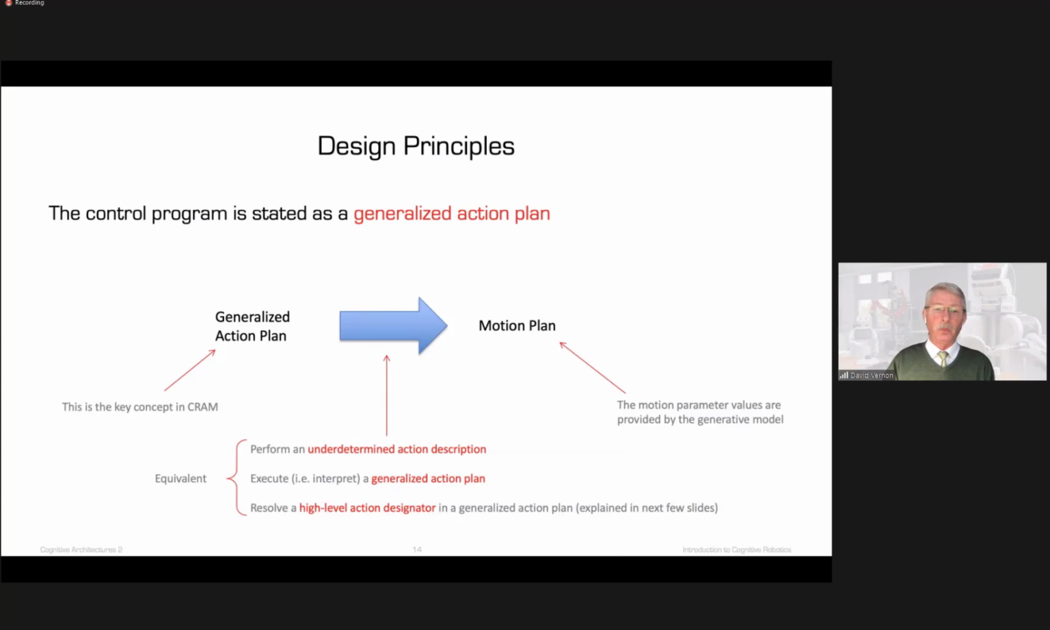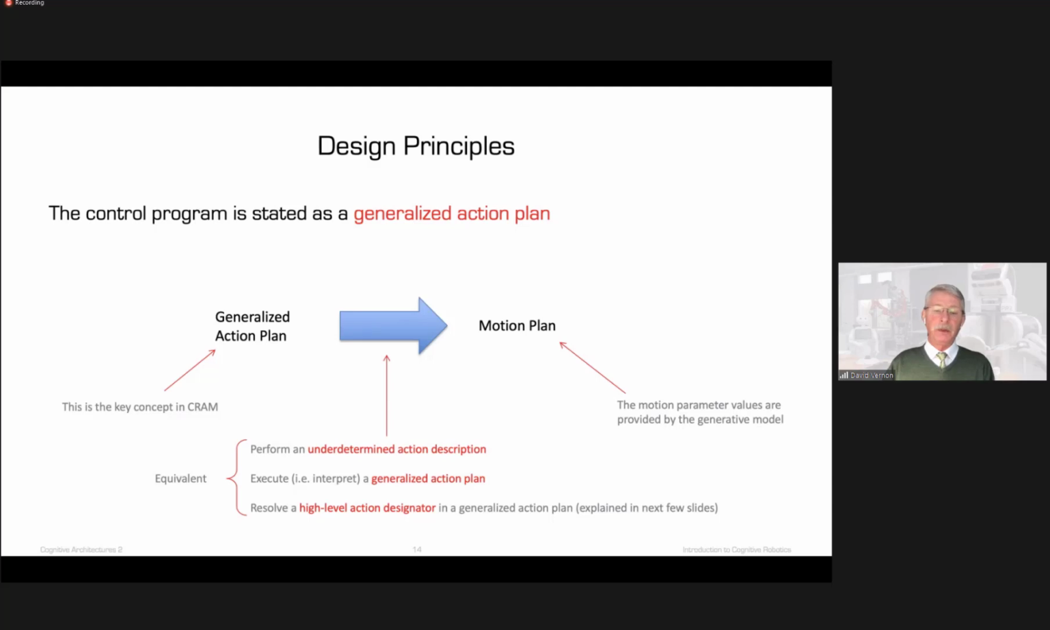So throughout this, we're going to use three sets of terminology. I started off by telling you about an underdetermined action description. That's like a natural language statement: please get me something. But then in terms of executing it, we talk about a generalized action plan. And that's the core of the CRAM approach, this idea. And I'll show you an example of that in a moment.